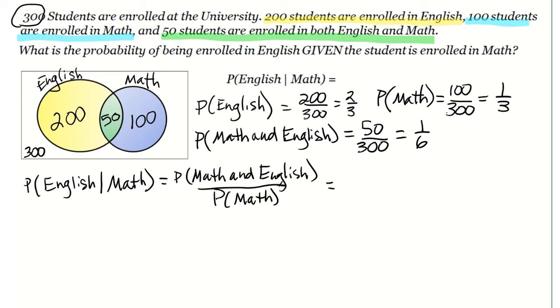We can see from the numbers that we did before, that is going to be the probability of math and English, which is 50/300, and the probability of math is 100/300. Then we can simplify that to 50/100, which is 5/10, which equals 1/2, or 50%.